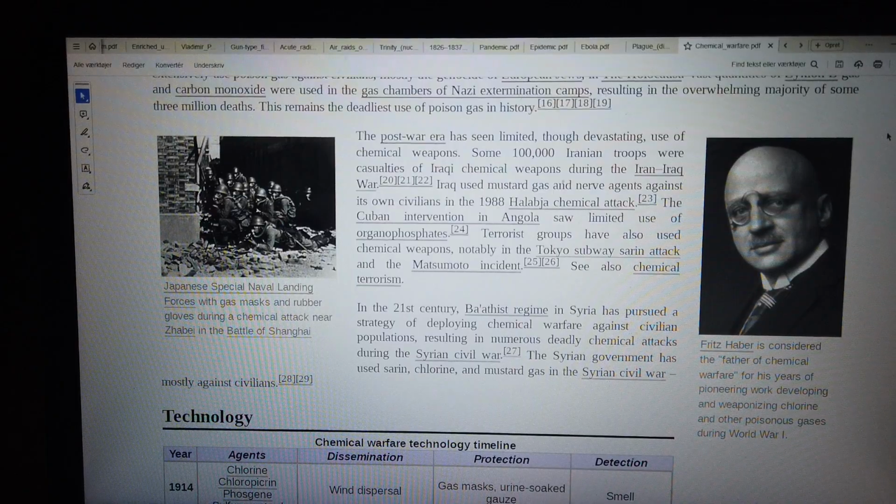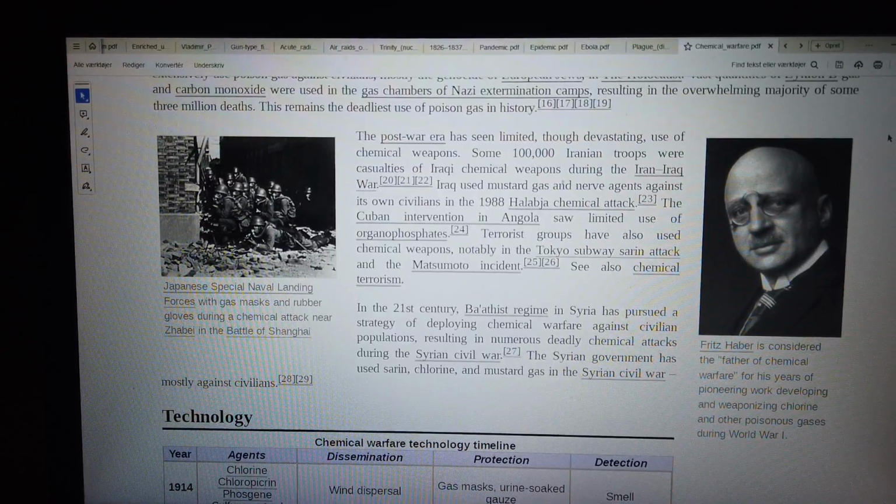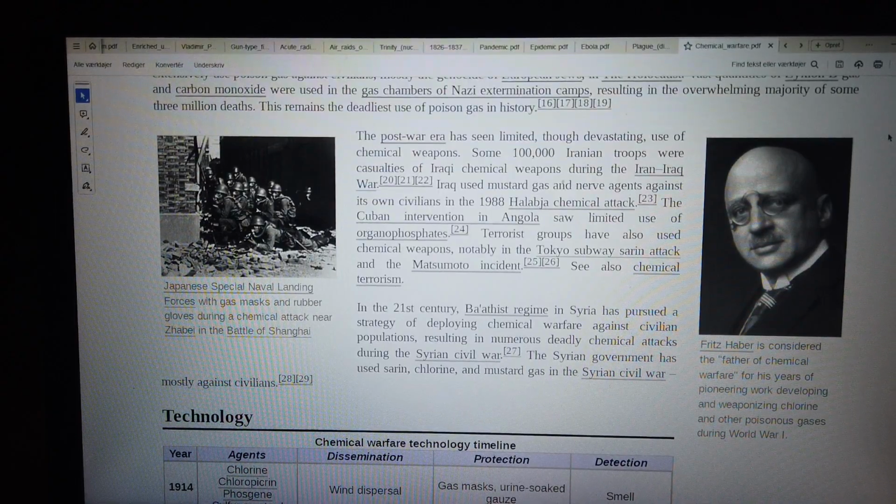The Cuban intervention in Angola saw limited use of organophosphates. Terrorist groups have also used chemical weapons, notably in the Tokyo subway sarin attack and the Matsumoto incident. See also chemical terrorism.